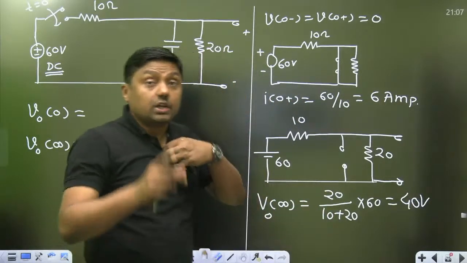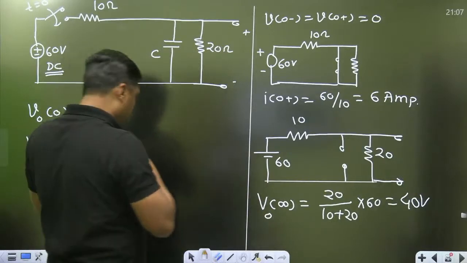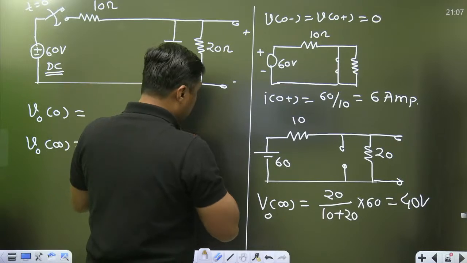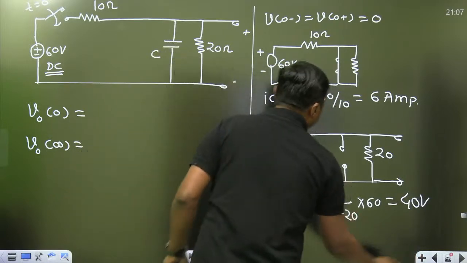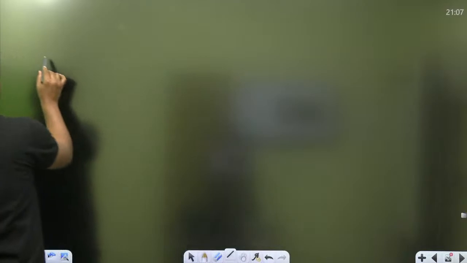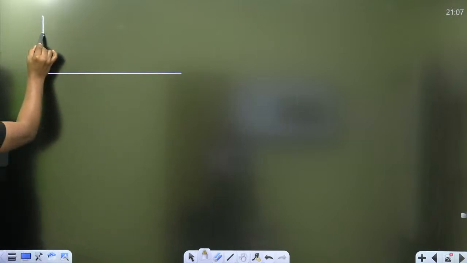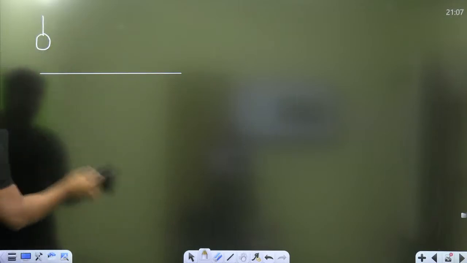Now watch another question and give me the answer. This is a very important concept on transients. You will get a question on this impulse, right? Another question. Watch this. This is the 60 volt again. This is the DC source.